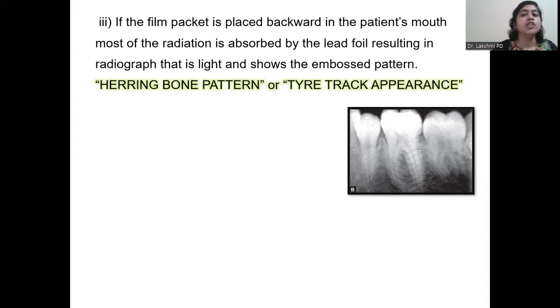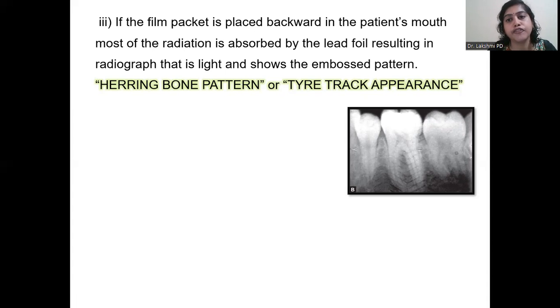Now, not only that, because like I told you in the previous slide, lead foil absorbs some amount of radiation. So the primary X-ray beam, once it exits from the patient's mouth, the first layer it is going to fall on is your plastic wrapper. The second layer is immediately your lead foil. So your lead foil will absorb most of the radiation, as a result of which you will get a very, very light radiographic image.